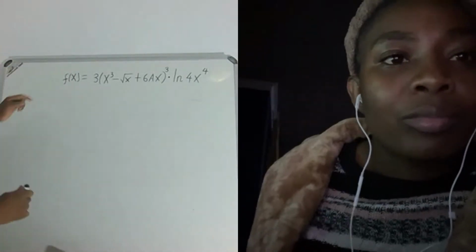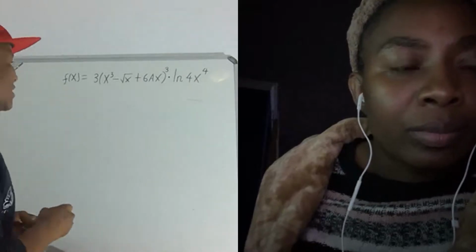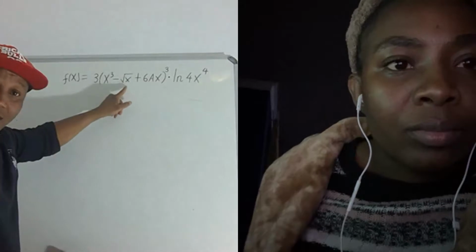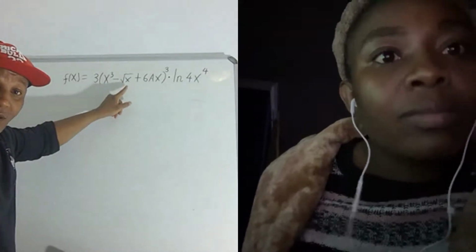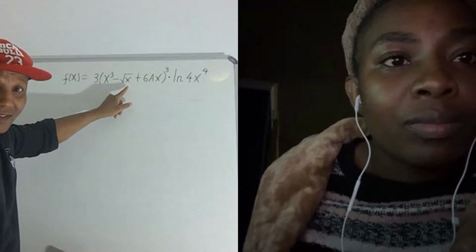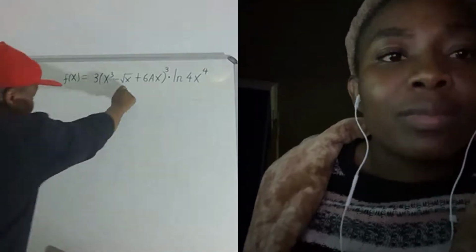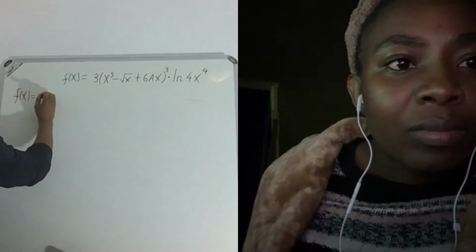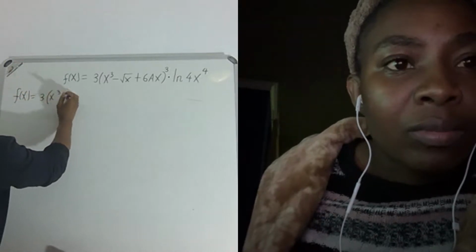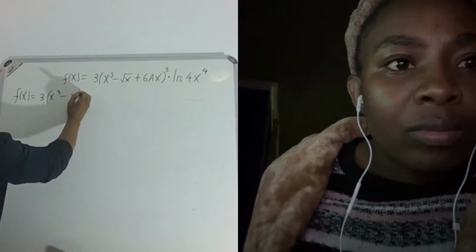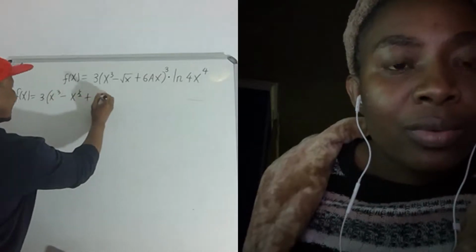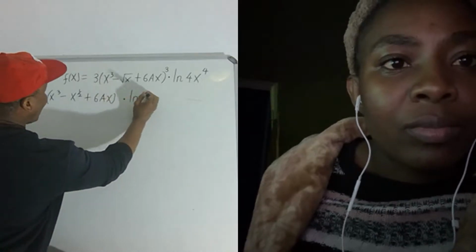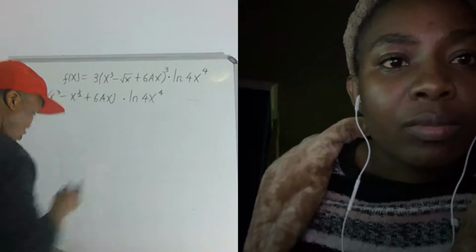When you differentiate, before I do anything, can I differentiate everything here? No, there's a problem here, the squaring. So I've got to do something with this before I start my process. I need to write it as a power. So f of x equals 3x cubed minus x to the power 1 over 2, plus 6ax multiplied by ln 4x to the power 4. So we've got two groups here.